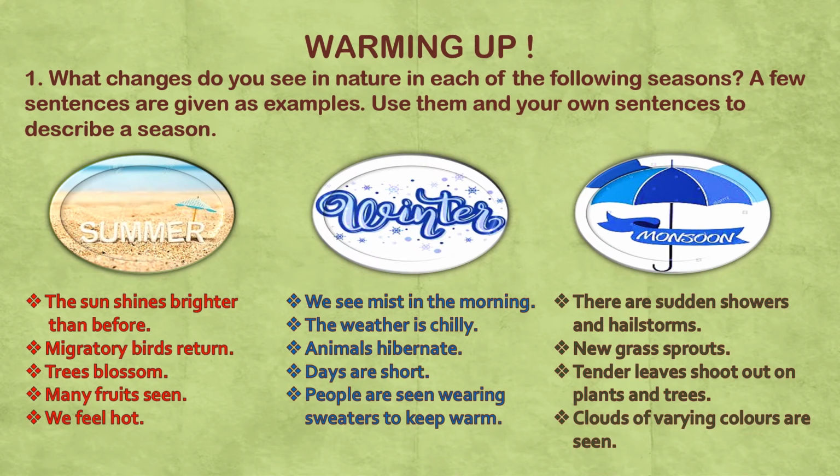seasons. Now, you know what the summer season entails. Like many fruits are seen, we feel hot, migratory birds return. You know what happens in winter? It's cold, the days are short, people wear sweaters, we want to eat things that keep us warm. And monsoons, there are sudden showers, new grass sprouts, tender leaves shoot out, and clouds of varying colors are seen.